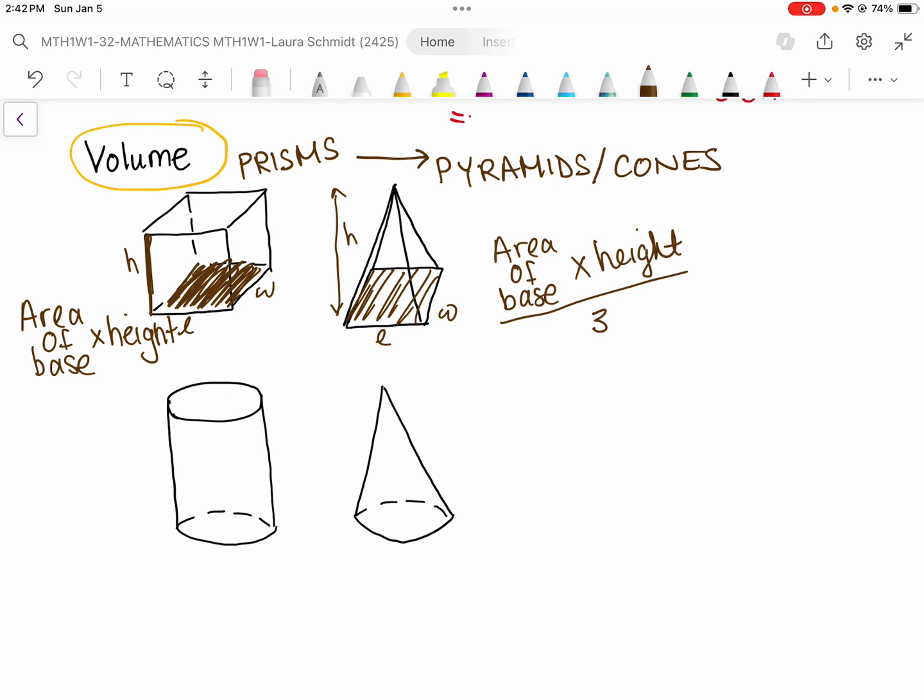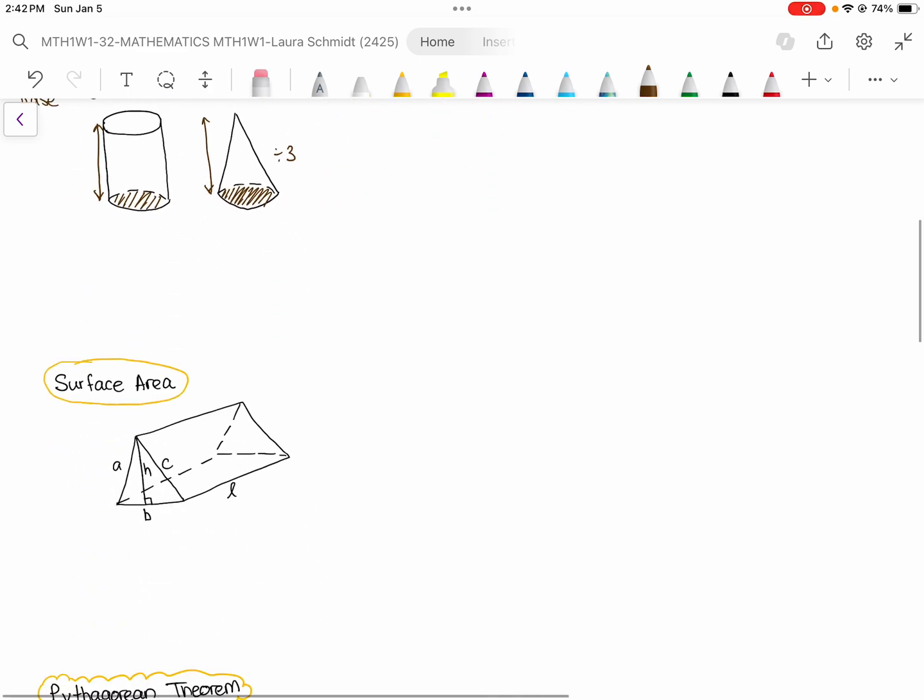And that's the same as cylinders and cones. To find the volume of a cylinder, you would just do the area of the circle times the height. And to get the cone's volume, you would do the area of the circle times the height divided by 3. So that's how the prisms and pyramids are related for volume.